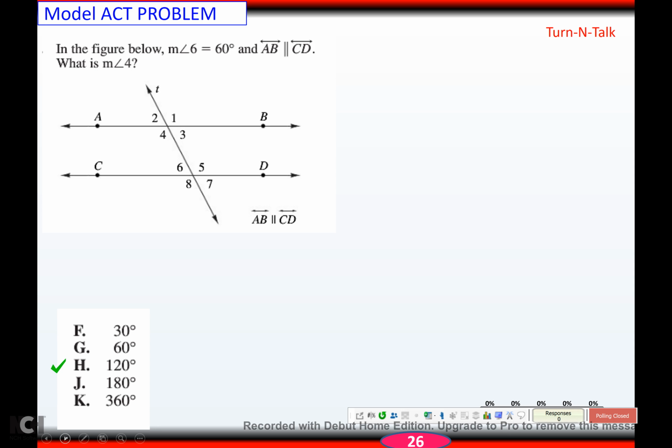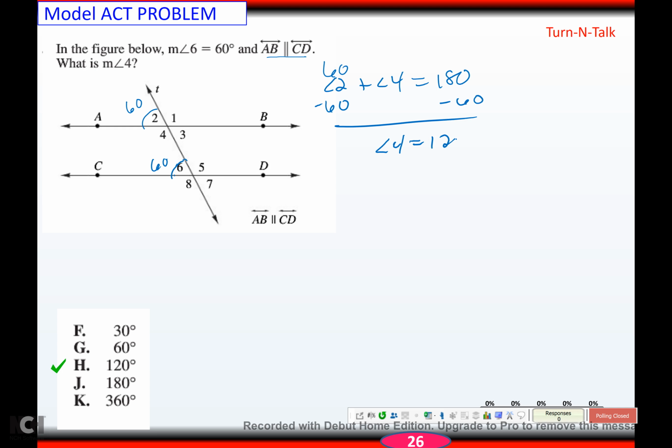Hope we got 120. In the figure below, the measure of angle 6 is 60 degrees. AB is parallel to CD, cut by a transversal T. They want to know the measure of angle 4. Well, if 6 is 60, then 2 is 60 because it corresponds. And then angle 2 plus angle 4 are adjacent, so they have to add up to 180. Well, I know that angle 2 is 60, so if I subtract 60, subtract 60, I get angle 4 equals 120. These are fun.